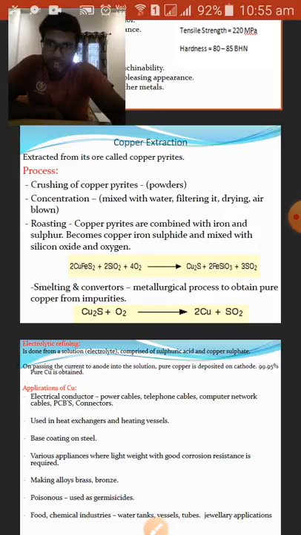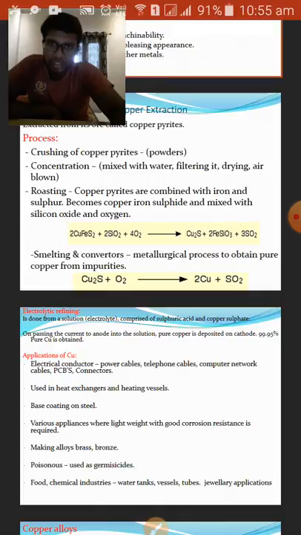Next, the third process is roasting. Copper pyrites are combined with iron and sulfur. This becomes copper iron sulfide, and is then mixed with silicon oxide and oxygen. The reaction is 2CuFeS2 + 2SiO2 + 4O2 gives rise to Cu2S + 2FeSiO3 + 3SO2.